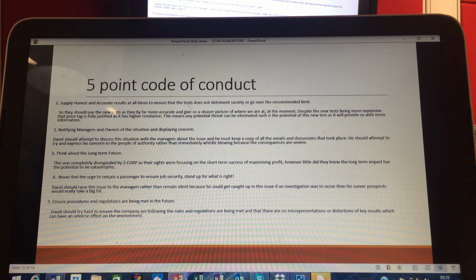Ensure procedures and regulations are being met in the future. David should try hard to ensure the company is following the rules, that regulations are being met, and that there are no misrepresentations or distortions of key results which can have an adverse effect on the environment.